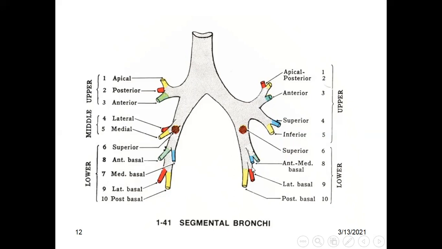And the left lower lobe is similar to the right lower lobe, but there is one different point. The medial basal segment, that is segment number 7, is missing on the left side.